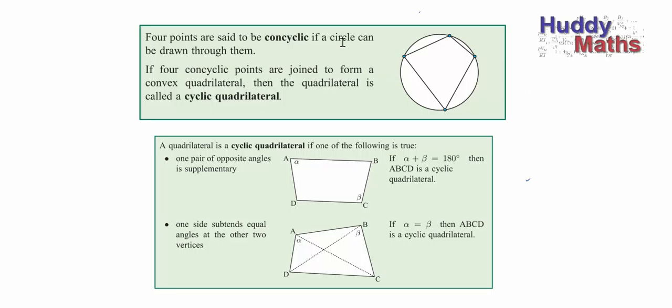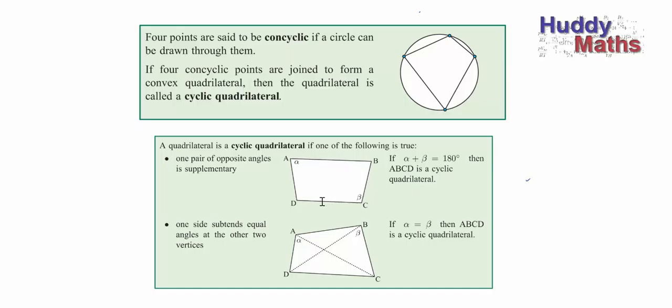4 points are said to be concyclic if a circle can be drawn through them. There we have the picture right there. And if you join 4 concyclic points, you form this quadrilateral here. So that's what we were dealing with before. And here are our theorems. A quadrilateral is cyclic if one of the following is true. That is, a pair of opposite angles are supplementary, or add up to 180.